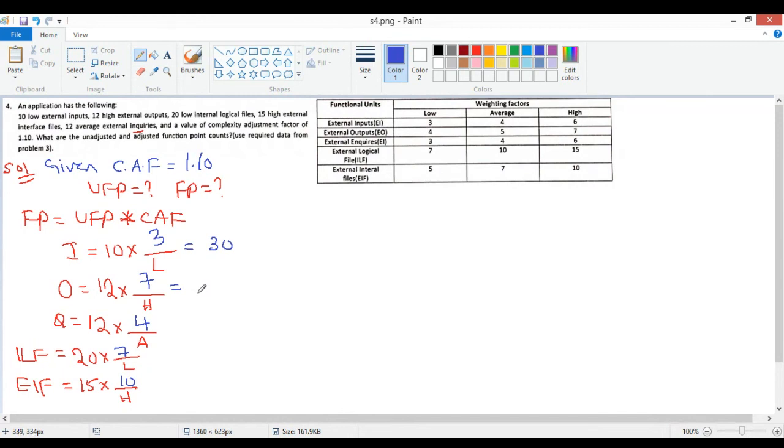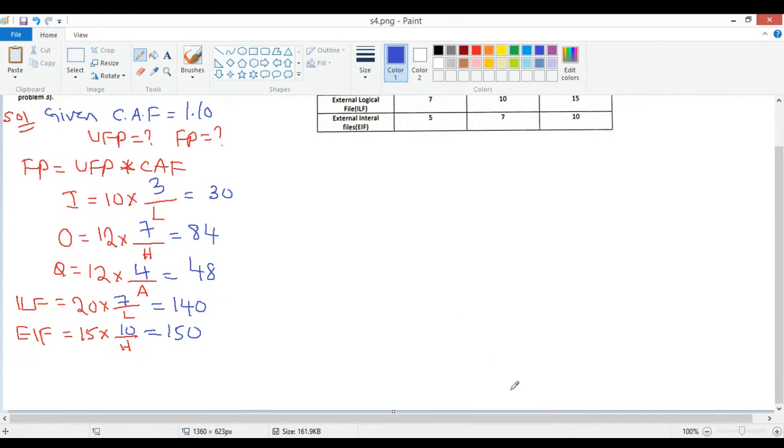O with this weighing factor is how much? 12 into 7. Let us use the calculator. Okay, so 12 into 7 is 84. Then 12 into 4 is 48. Then 140, 150. Okay, so now we have got the values.